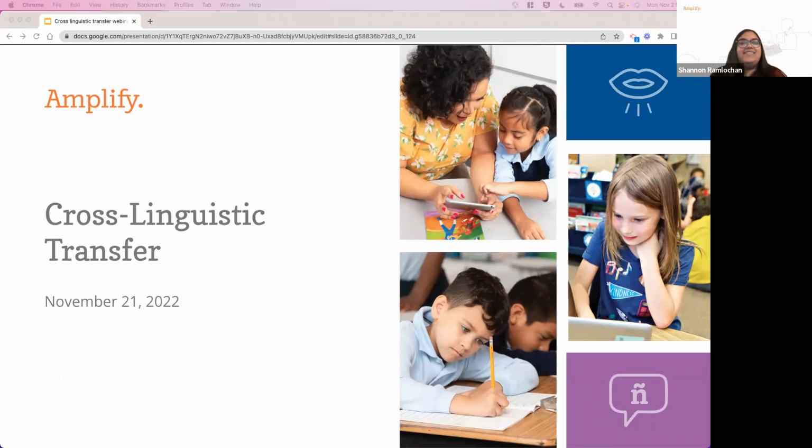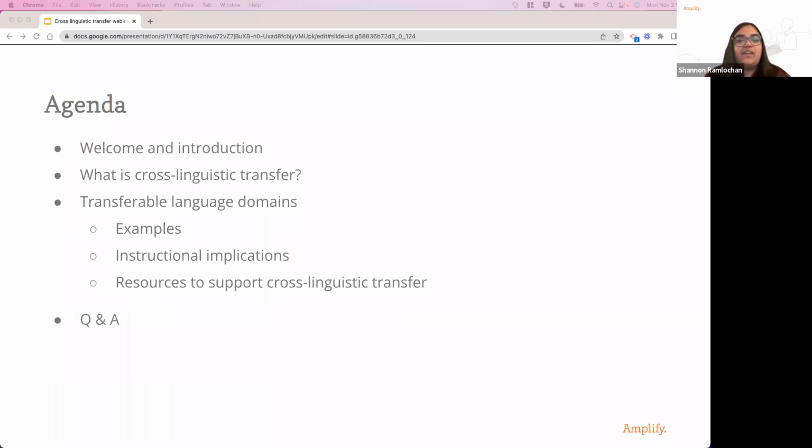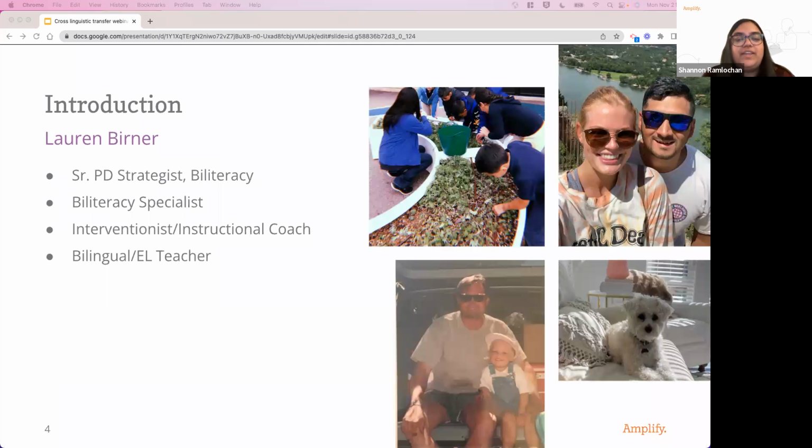All right, well, I think we can get started. So our agenda today is to discuss what is cross-linguistic transfer and give you some concrete examples of transferable language domains. And we're so excited to have Lauren Birner and Kajal Patel-Bilo joining us as today's co-hosts.